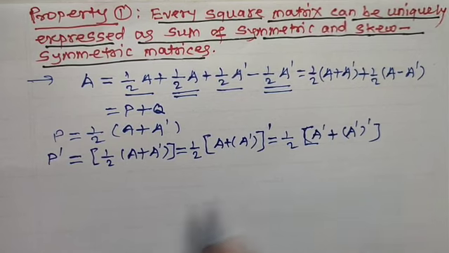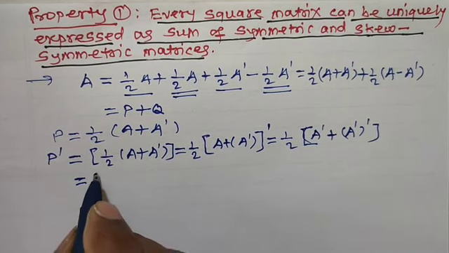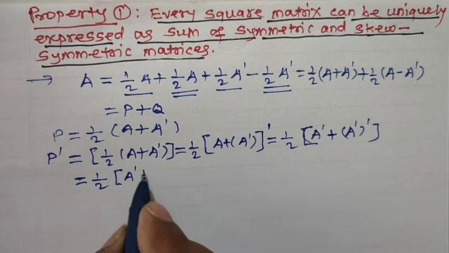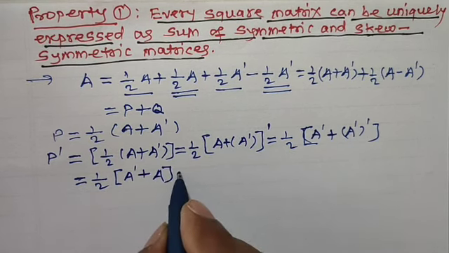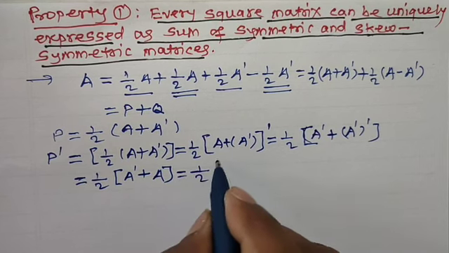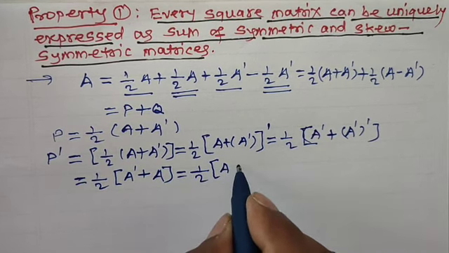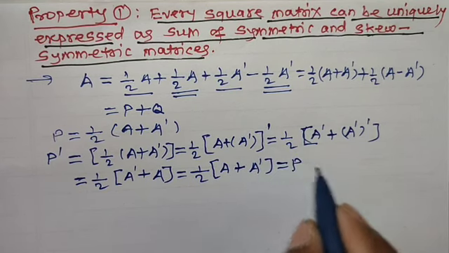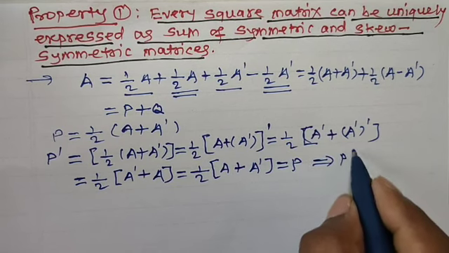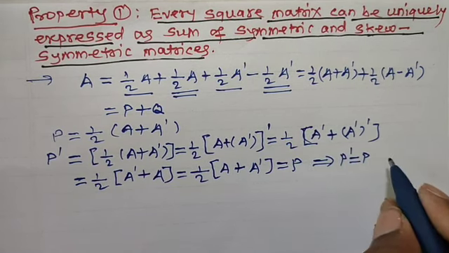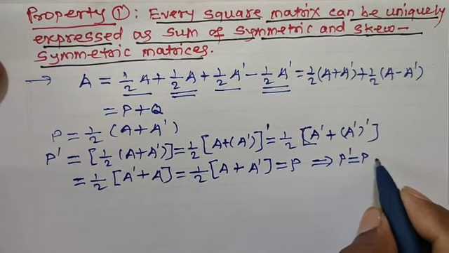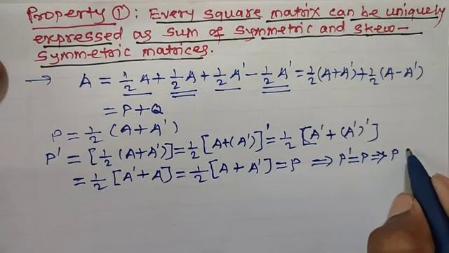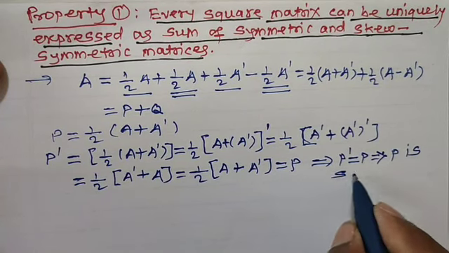So this is equal to half of (A dash plus A), and this can be written as half of (A plus A dash), taking A at the first position and A dash at the second position, which is nothing but P. This implies P dash is equal to P, and this is the property of symmetric matrices. This implies P is a symmetric matrix.